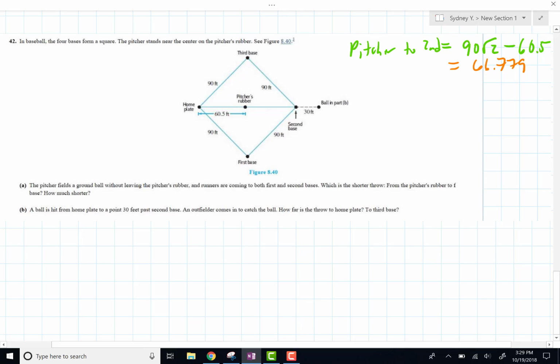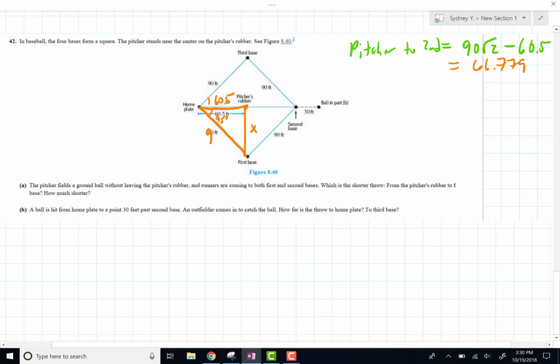All right, so pitcher to first is what we need to find. I want to use this triangle here to get an angle because even though he's not standing in the center this way, he is standing in the center this way. So this is 45 and 45. So that's a 45-degree angle right in there. And then this distance they told us was 60.5.